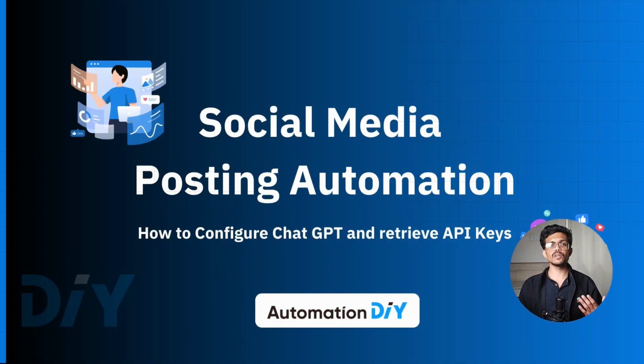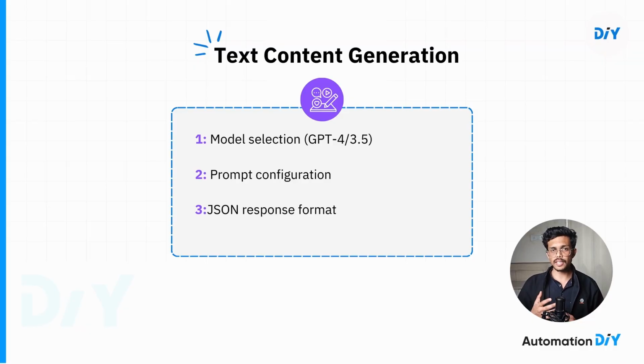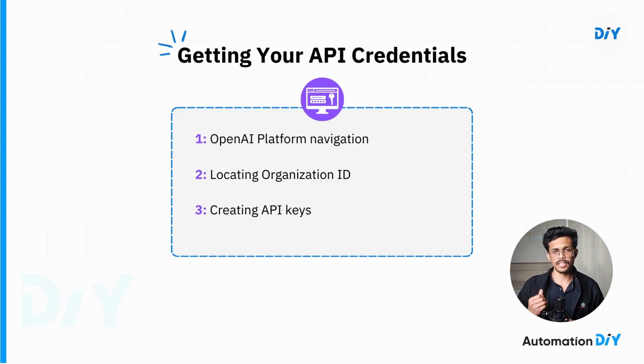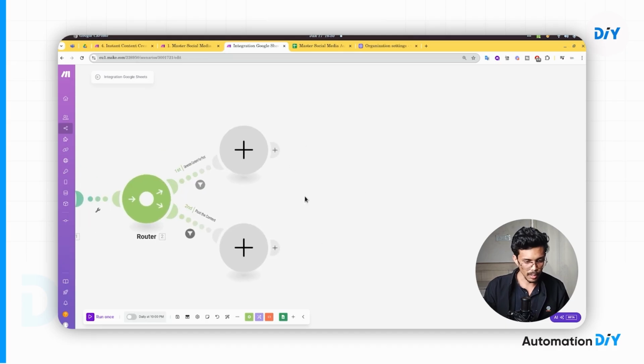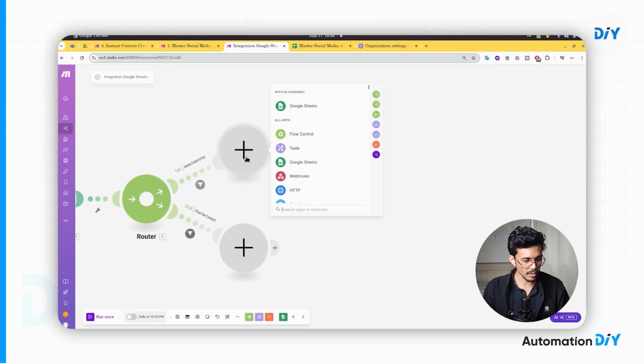Hey there, welcome to our third lesson in which we are going to learn about the GPT configurations and how you can retrieve the API keys and organization ID from the OpenAI platform. So let's get started. In the last video, we saw the routers. Now we are going to discuss the creation of content, so we will go with the upper route of configuration. So let's select the upper route.